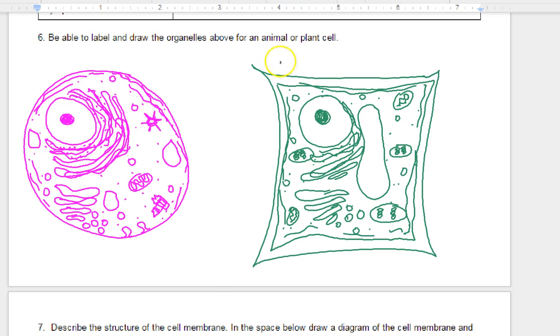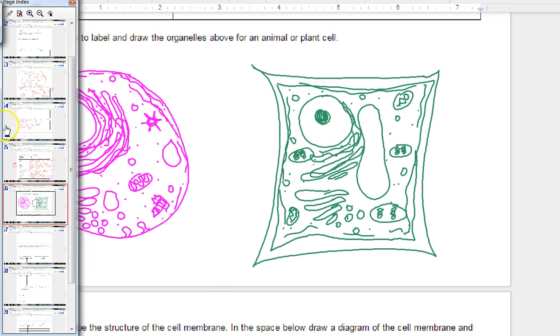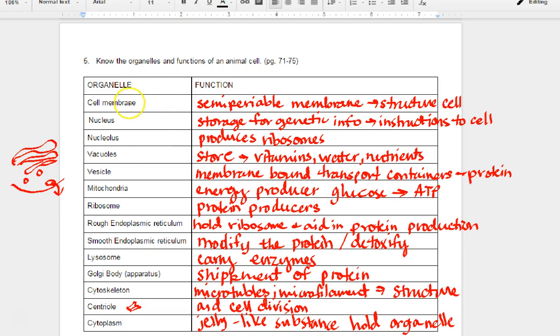I think I got it all. Ribosomes. Let's check up there again. I don't want to miss anything. Nucleolus, vacuole. We have the central vacuole as well. Vesicles, mitochondria, ribosomes, smooth and rough ER.